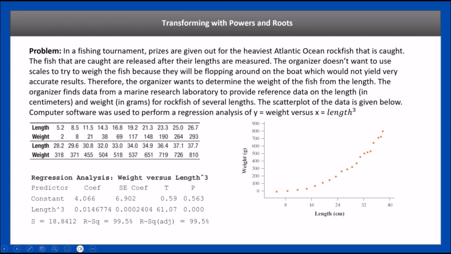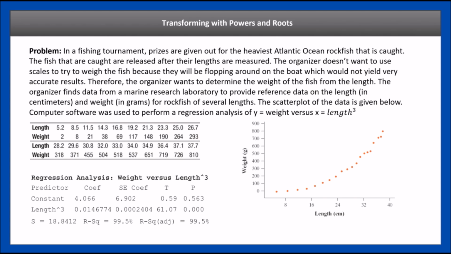In a fishing tournament, prizes are given out for the heaviest Atlantic Ocean rockfish that is caught. The fish that are caught are released after their lengths are measured. They don't want to use scales to weigh the fish because, in the competition, once they catch the fish it is going to be moving around, and it's not good for measuring weight, especially with very accurate scales on a boat. So we just want to determine the weight from the length. We measure the length quickly, release the fish, and then calculate what the weight would have been.